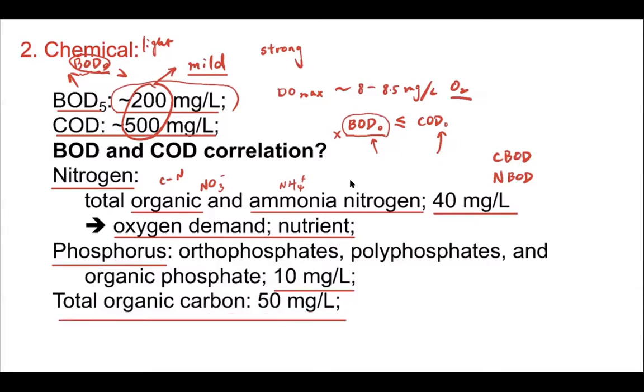So generally the contaminant concentrations are much higher compared to the surface water. And that's why it's called wastewater, right? Because if the contaminant concentration were lower than the surface water, we could directly discharge it without any problem.